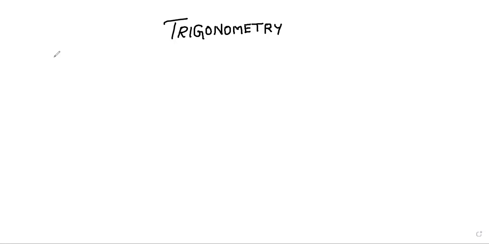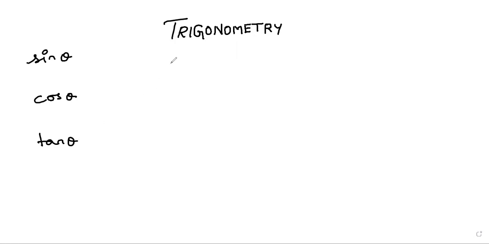Good day, students. Today we are going to see some introduction on trigonometry. So let us see brief about it. There are three kinds of trigonometrical ratios. One is sine, the angle is known as theta. The next is cosine theta, and the next is tan theta. Tan theta is also known as tangent theta. So these are the three trigonometrical ratios.